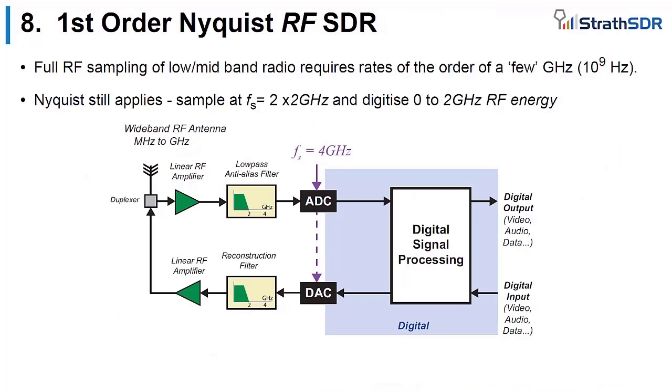So here's a sketch of a very simple RF software-defined radio system, first order Nyquist, and we can see that of course we do need front-end anti-alias type filters. So we've sketched these cutting off around about 2 gigahertz. So the energy that goes into the ADC and comes out from the DAC is in the range 0 to 2 gigahertz. So we have our first order Nyquist system. And in here, of course, we're doing all of our digital signal processing, all of our interesting radio implementations.